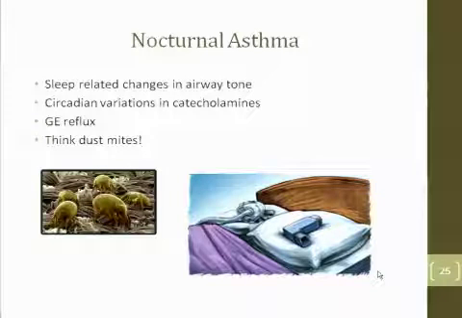It's sleep-related. It's the circadian variations in catecholamines. We think that's because cortisol levels drop so drastically at night. It could also be from GE reflux, or the other thing you've got to think of, it could be due to dust mites, these little friends sleeping with you every night.